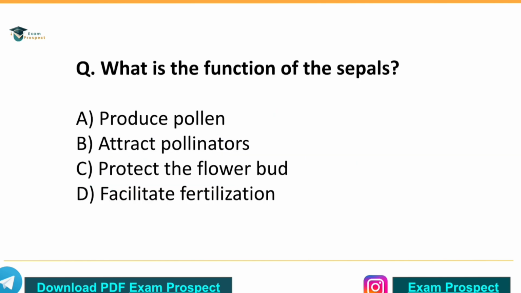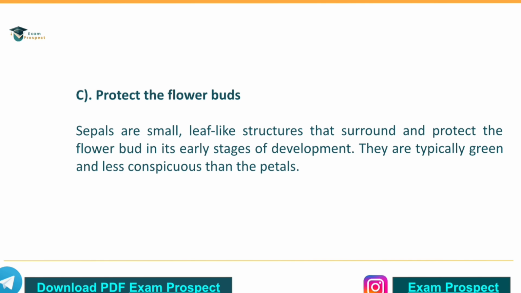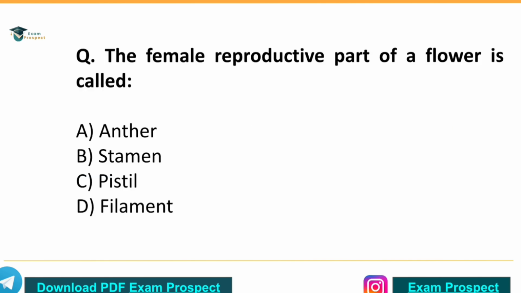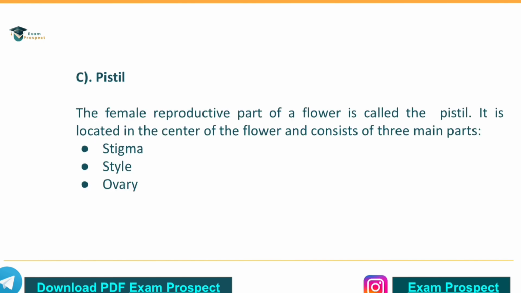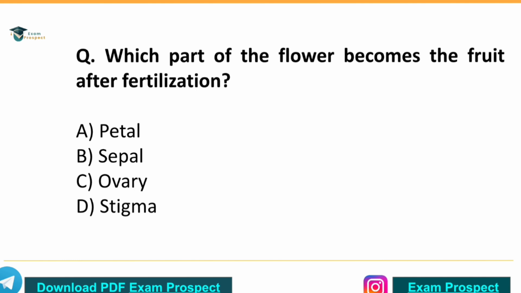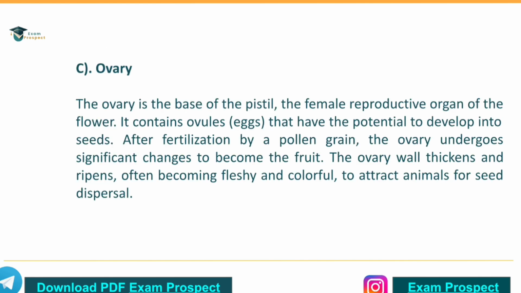Next question. What is the function of the sepals? Correct answer is option C, to protect the flower buds. Next question. The female reproductive part of a flower is called? Correct answer is option C, pistil. Next question. Which part of the flower becomes the fruit after fertilization? Correct answer is option C, ovary.